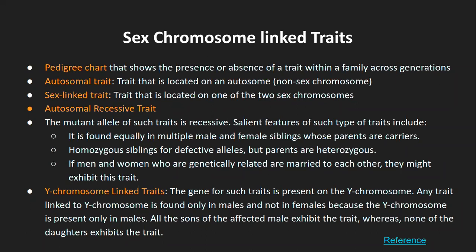Now, the most important feature of this autosomal recessive trait is that if men and women who are genetically related are married to each other, they might exhibit this trait. So, for example, a person gets married to an immediate cousin, as in the paternal uncle's daughter. Like if a guy is getting married to his paternal uncle's daughter, or on the maternal side, again a maternal cousin, which is the immediate cousin.